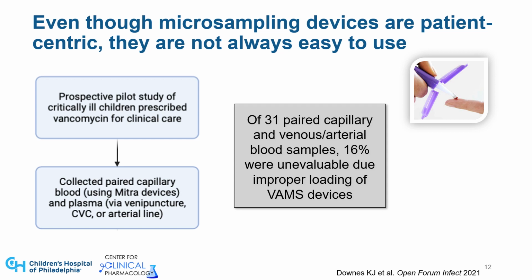And of 31 capillary and venous or arterial paired blood samples, 16% were unavailable due to improper loading of the VAMS devices. This is because there are very specific methods for collection of the blood, and although we provided instruction to bedside nurses, there were still challenges in the collection process. So you can imagine that when patients are performing these samples, there may be additional challenges, and so provision of very clear and precise instructions is extremely important.